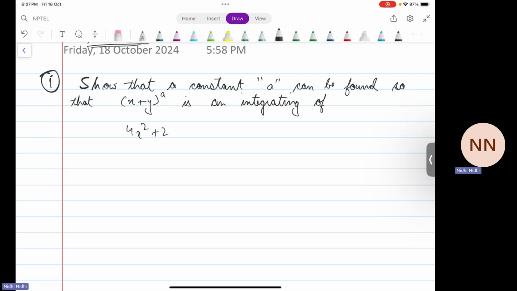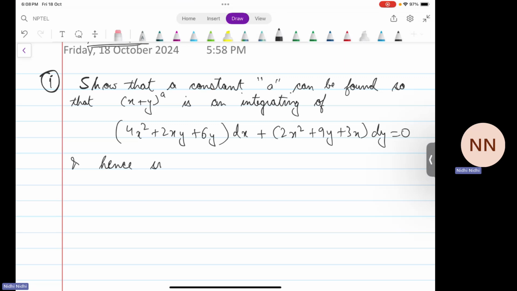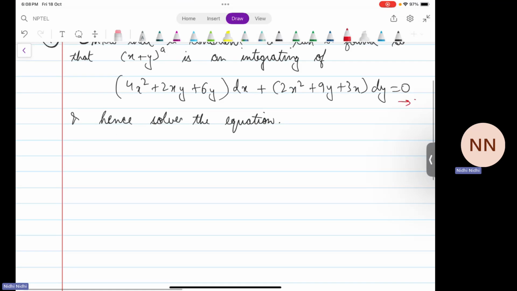(4x squared plus 2xy plus 6y) dx plus (2x squared plus 9y plus 3x) dy equals 0. And hence, solve the equation. Let's mark this one as equation 1.